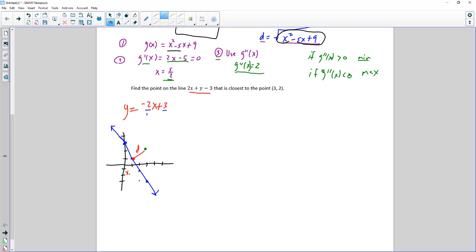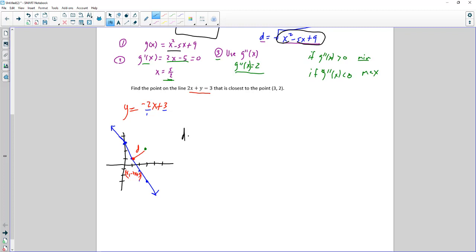Of course, if I plug in this x here, this will just be negative 2x plus 3. It's the same thing as the function. So this is the other coordinate I have. Okay, we could do this exactly the same way as we did the previous question. We could use the distance formula.